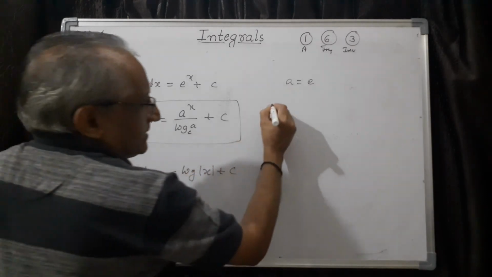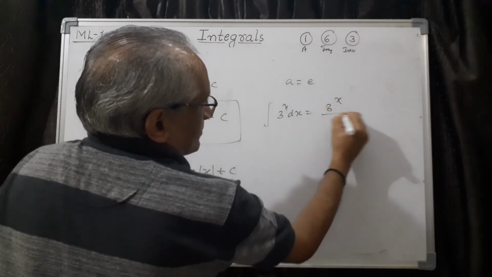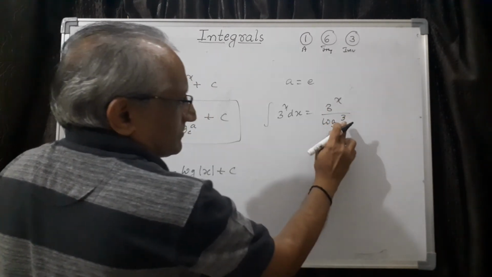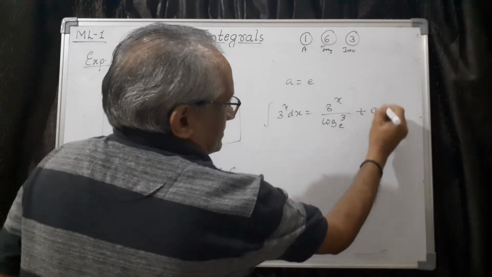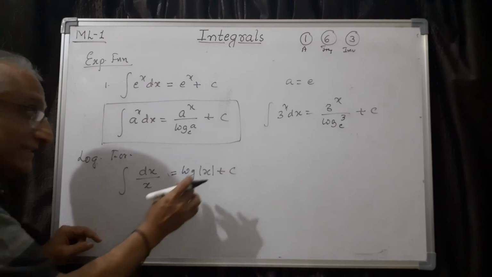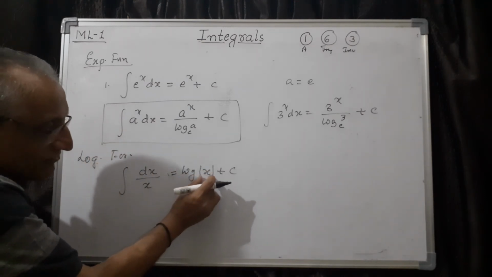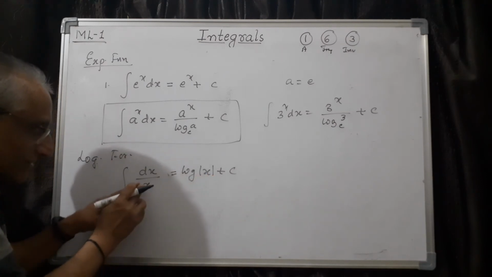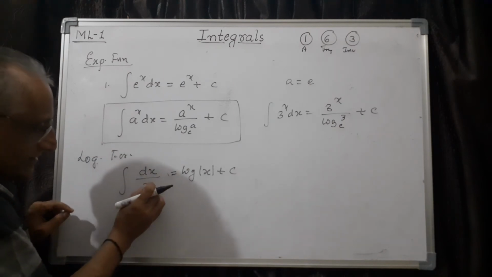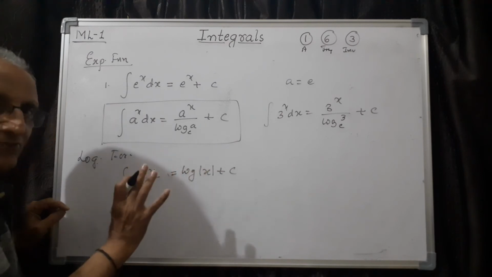For example, if it is 3 power x dx, you have to write 3 power x by log 3 to the base e. Of course, whenever it is e you don't actually write the base, but it's understood. Now the one last one I have to explain is why it is mod x here. See, log is defined only for positive values. Even if x is negative, this integration is possible, because you take mod, so that it becomes positive only. So that is the thing.